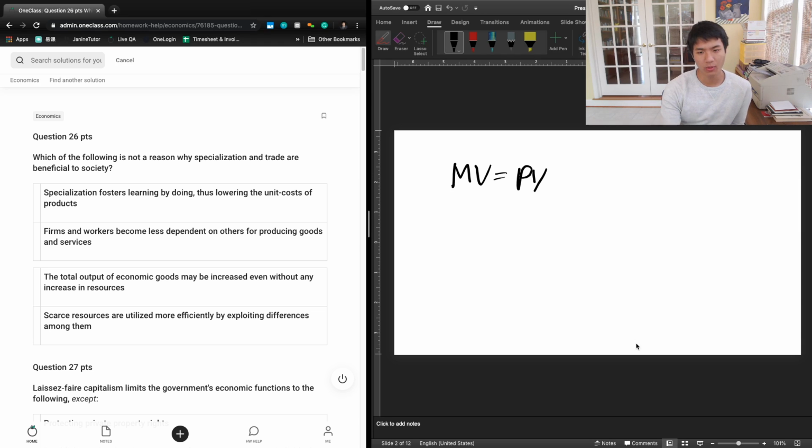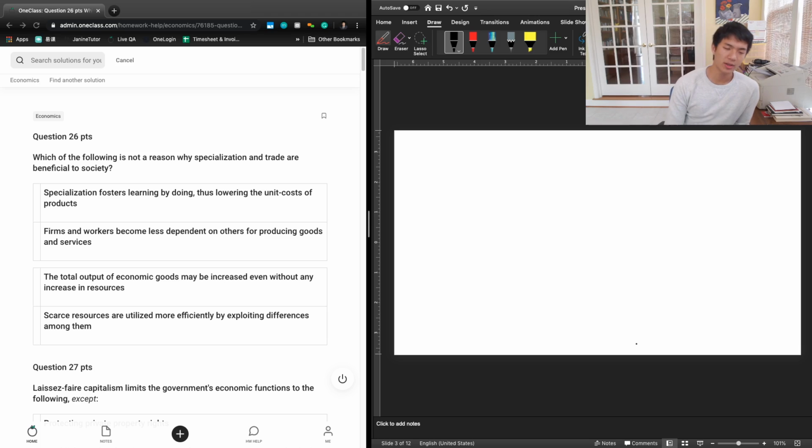And so the first answer choice says, number one, specialization fosters learning by doing, thus lowering the unit costs of production. Number two, firms and workers become less dependent on others for producing goods and services. Number three, the total output of economic goods may be increased even without any increase in resources. Number four, scarce resources are utilized more efficiently by exploiting differences among them. And so we're looking for which one of these reasons is not a benefit of specialization and trade.